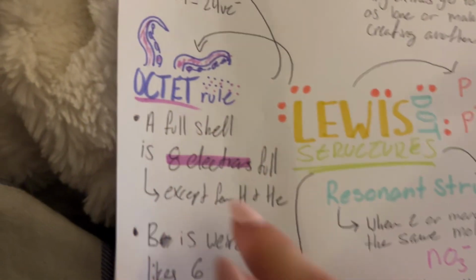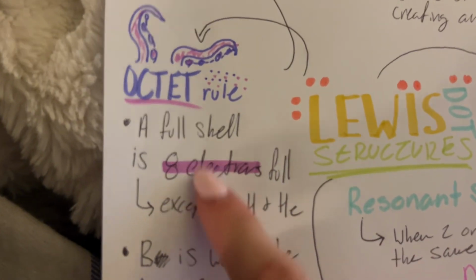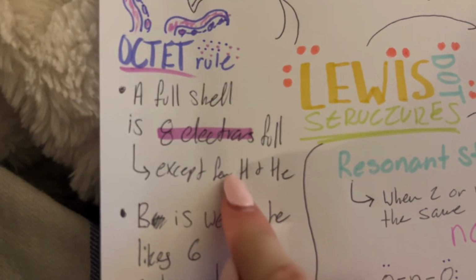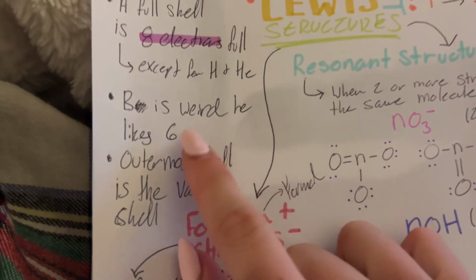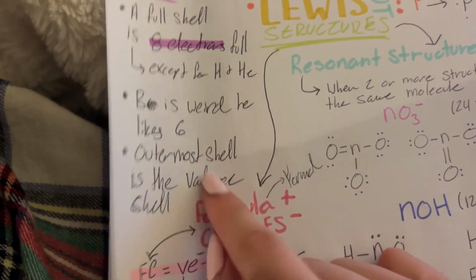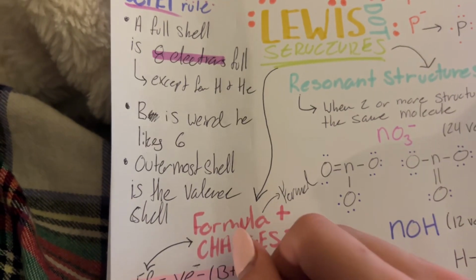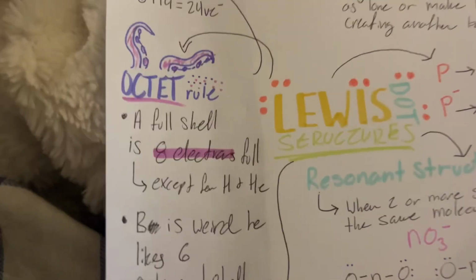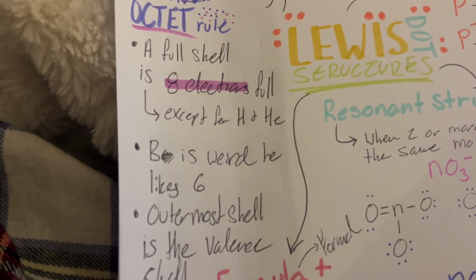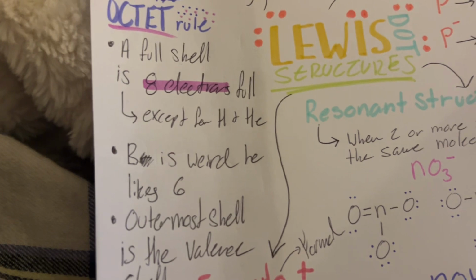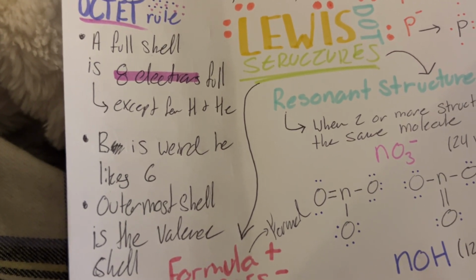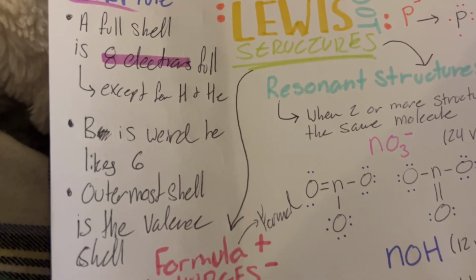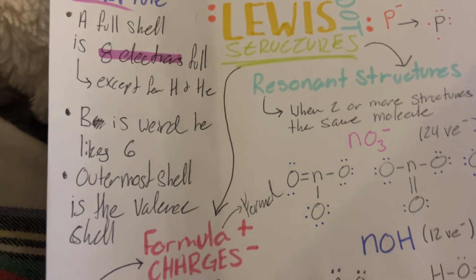Now we're going to go with the octet rule. A full shell is 8 valence electrons, except for hydrogen and helium. They like 2. And then boron is weird. It likes 6. The outermost shell is the valence shell, and that's where you get valence electrons. Let's go with bromine. Bromine's in the 7th column, but it's further down. So technically it has 35 electrons, but its outermost shell will have 7, and the rest of them are filled up to that. So that's kind of how we go off bonding.